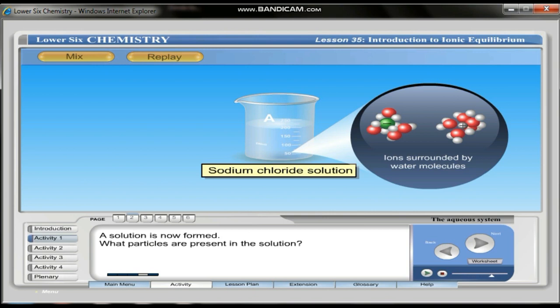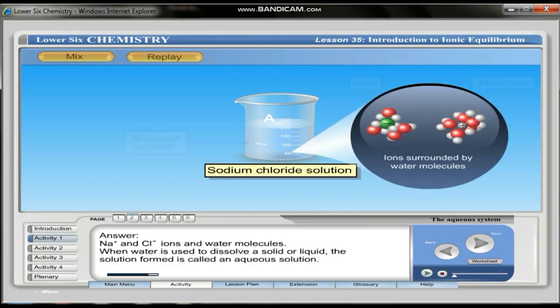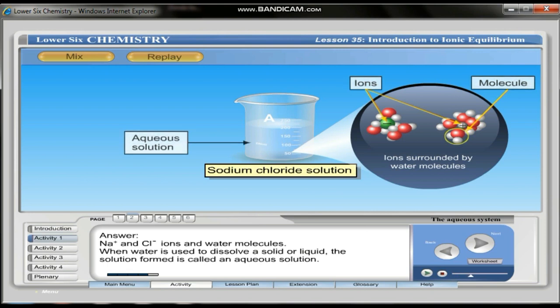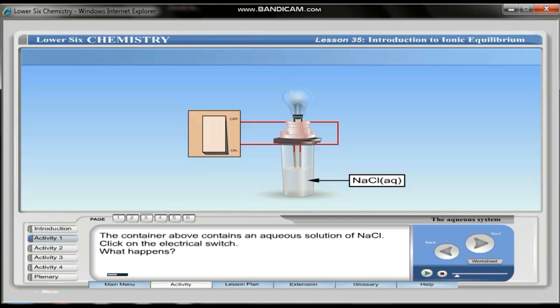What particles are present in the solution? Answer: Na+ and Cl- ions and water molecules. When water is used to dissolve a solid or liquid, the solution formed is called an aqueous solution. The container above contains an aqueous solution of sodium chloride.